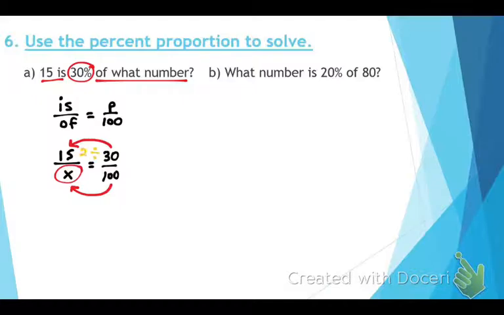Okay, if we divide the top by 2, because 30 divided by 2 equals 15, we have to divide the bottom by 2. Girls, what's 100 divided by 2? 50 is correct. So x equals 50 is the correct answer.